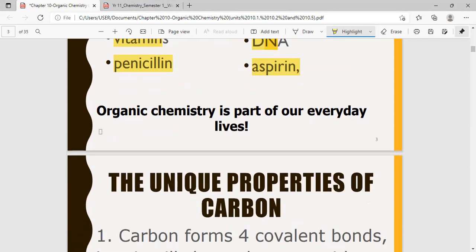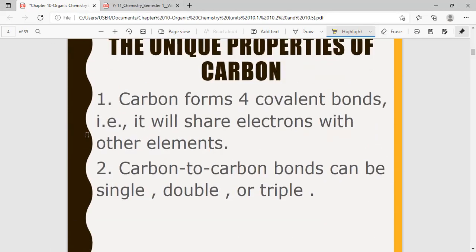So let us see why there are so many carbon compounds. What is so great about this carbon element, that it has so many compounds, so much so that one branch of chemistry is dedicated to carbon compounds? It looks like carbon is a very friendly element. Now, carbon forms covalent bonds.